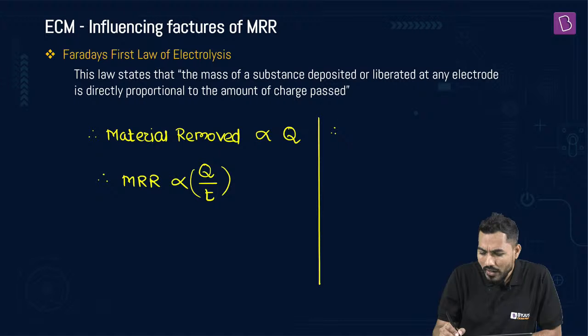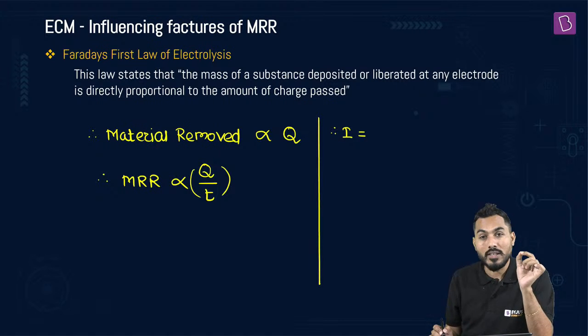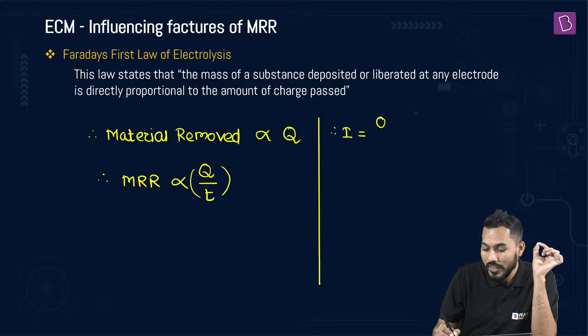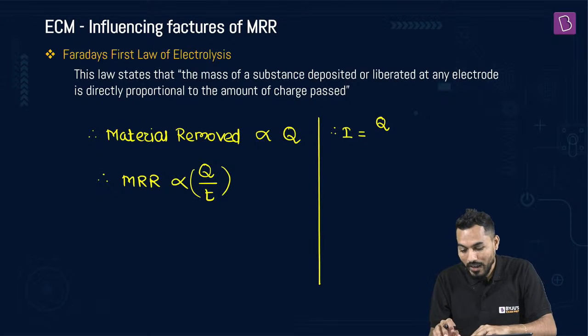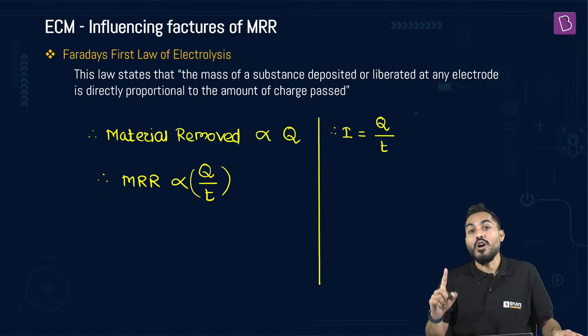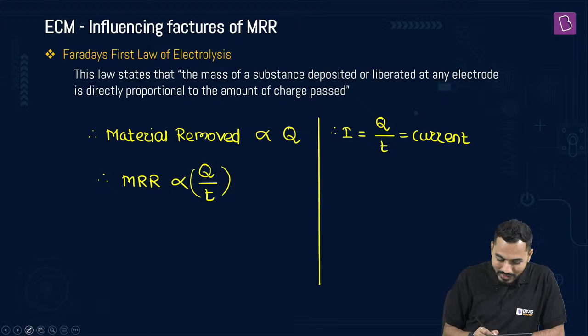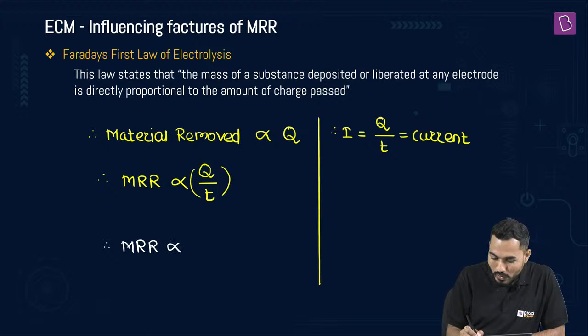Now, if I ask you the definition of current, what is the definition of current? The technical definition of current is nothing but the amount of charge carried per second. And who is carrying that charge? The charge is carried in the solid by electrons. So the amount of charge carried per second is nothing but called current. So in technical terms, we can directly write that material removal rate is directly proportional to I, and here I stands for my current density.